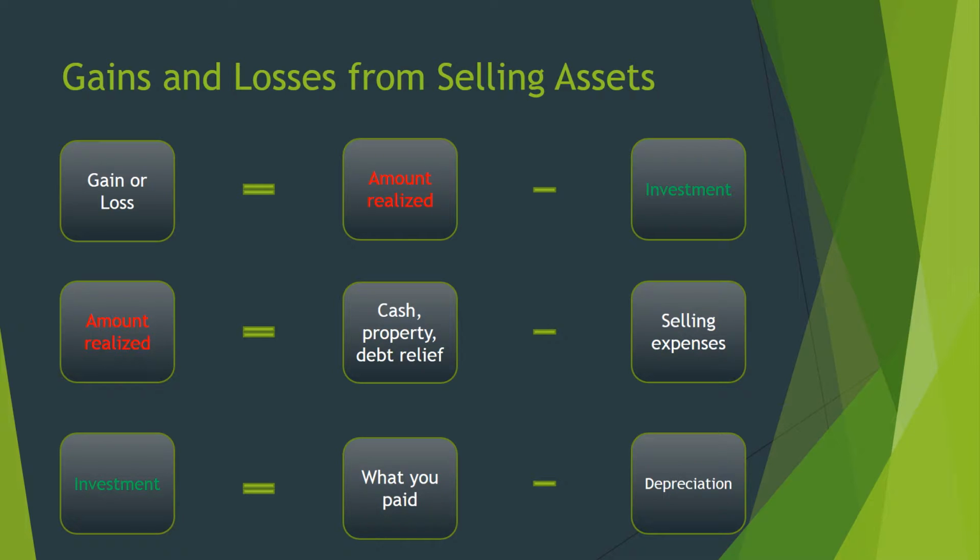If you decide that you will sell your stock, check out our video on disposing of small business stock. If you decide to sell the assets, your gain or loss will be calculated as follows. The gain or loss is equal to the amount you realize minus your investment in the business. The amount you realize is equal to the total of all the cash, property, and debt relief you receive minus any selling expenses. Your investment is what you paid for the business's assets minus any depreciation that you were allowed.